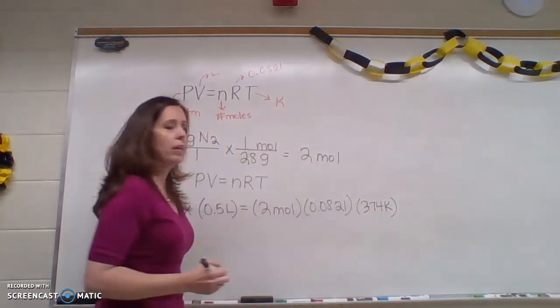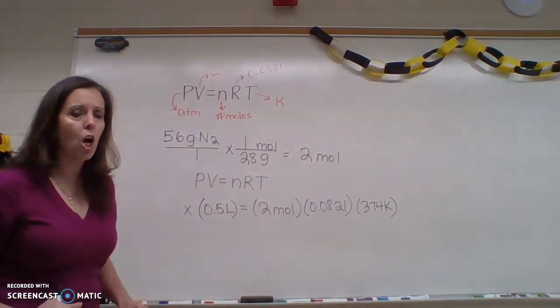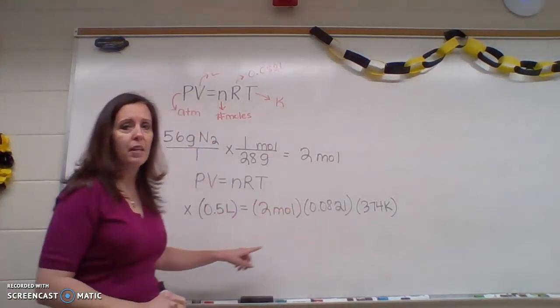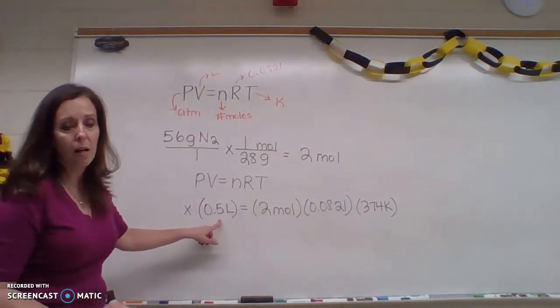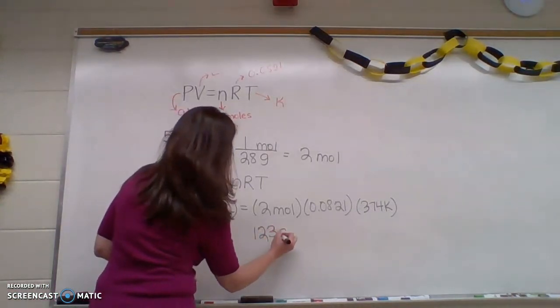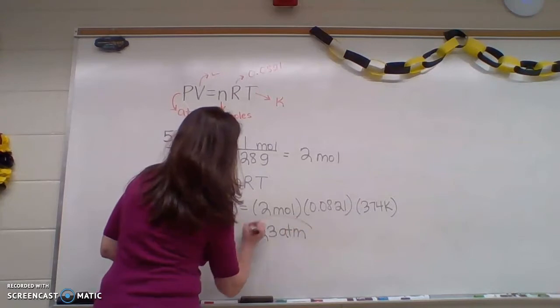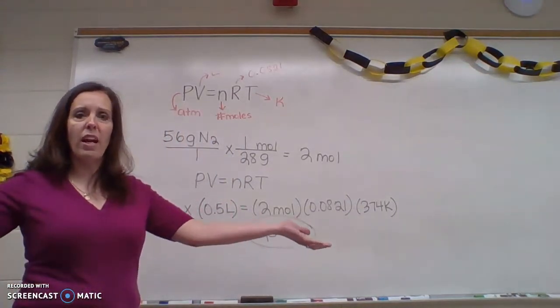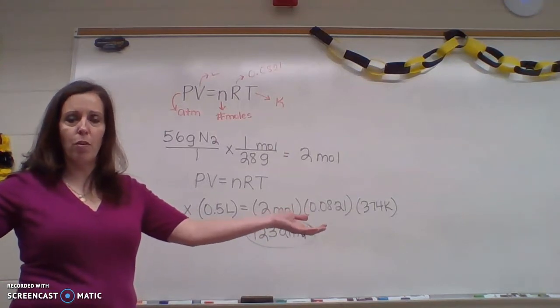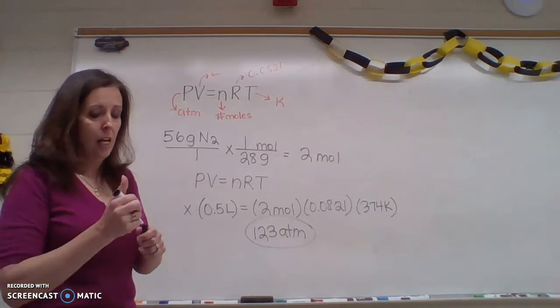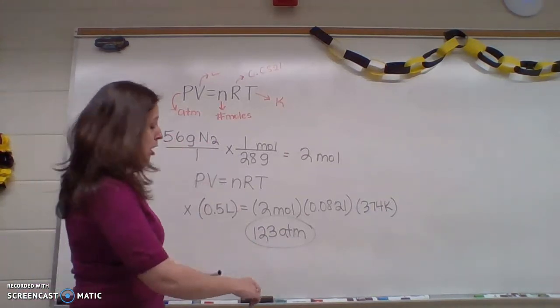And now all I'm doing is my Algebra 1 stuff. I'm just solving for X. So I'm going to multiply everything on this side, and I'm going to divide by this number. And I end up with a lot of pressure, 123-ish atmospheres. Okay, and remember that right now I'm feeling about 1 atmosphere of pressure on me. So that's a lot of pressure, okay? That is the ideal gas law.